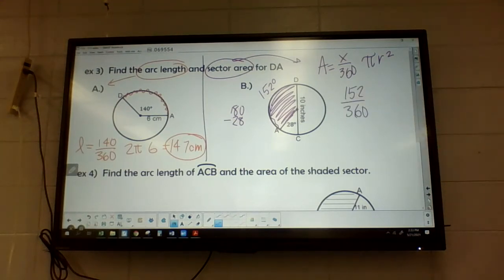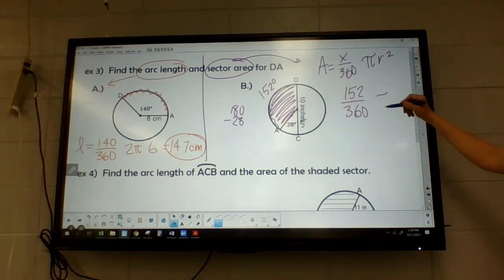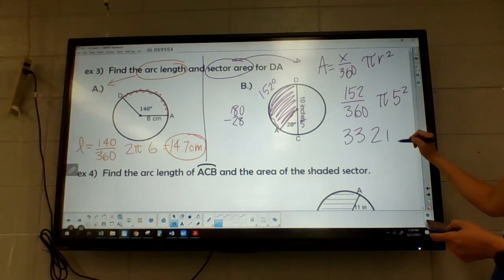Times pi r squared. What's r? The radius, which in this case would be 5. So all the way across is 10. So that means the radius would just be 5. So pi r squared. Just be careful with radius. It's half of that whole diameter there. So you have to cut that in half. And I got 33.2. That'd be inches squared.